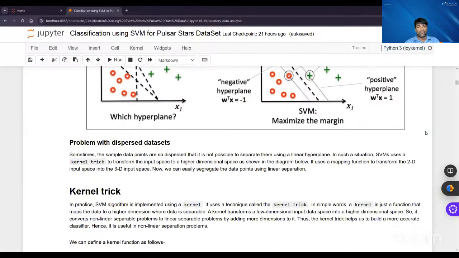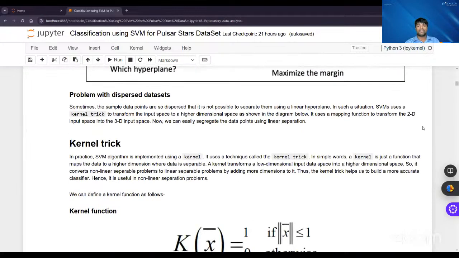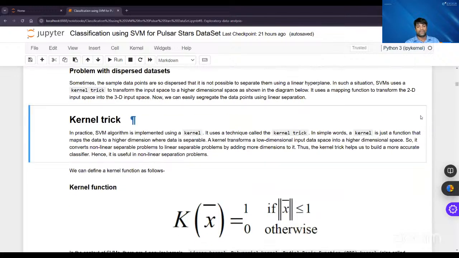Now, let us go forward to understanding one more very important concept in the SVM, which is the concept of the kernel trick. Just give me a minute.